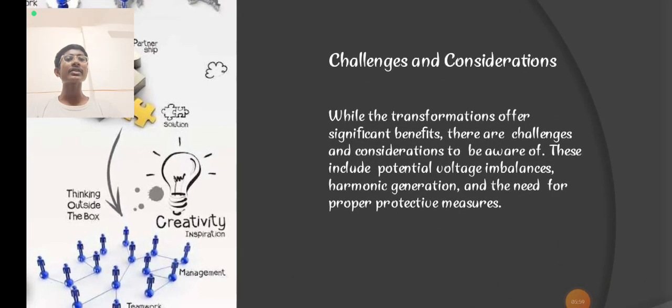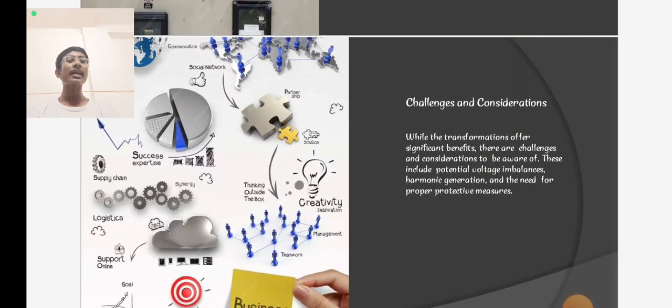Challenges and considerations. While the transformations offer significant benefits, there are challenges and considerations to be aware of. These include potential voltage imbalances, harmonic generation, and the need for proper protective measures.